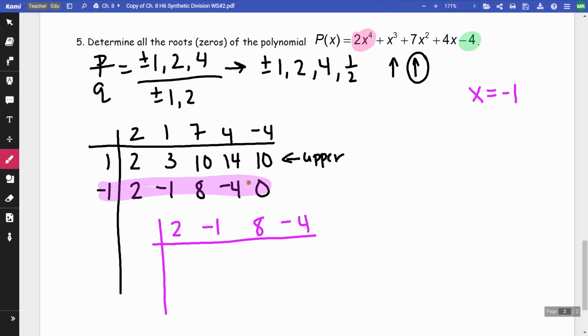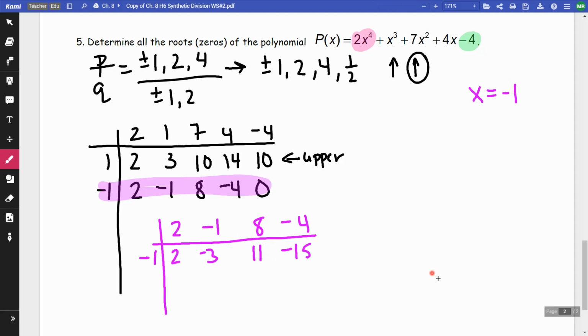-1 could work again. Sometimes I try it just to see what happens. Bring down the 2. 2 times -1 is -2. I add it, I get a -3. -3 times -1 is a 3. I add it, I get an 11. 11 times -1 is -11. I add it with a -4, I get a -15. Let me just double check. 2 times -1 is -2, add it, -3. Multiply this, +3, get an 11.